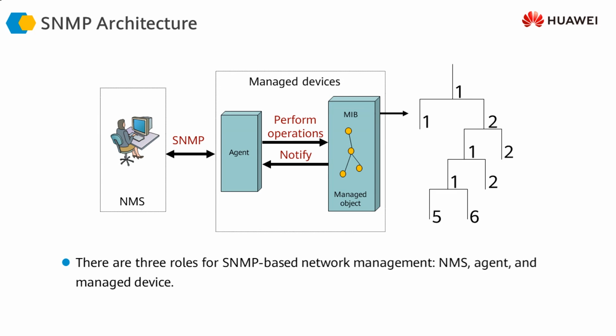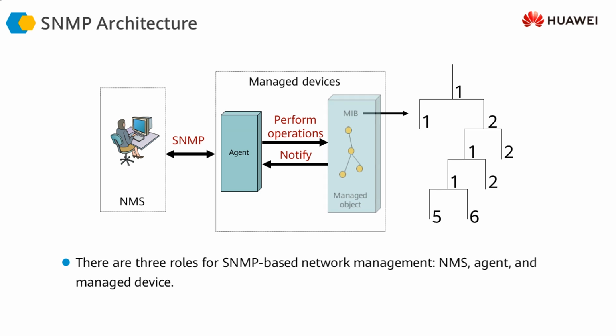This is explaining the same concept in a pictorial form. This is the NMS using SNMP. It is communicating with the agent, and the agent is retrieving information from the management information base. This is our device, and the agent is retrieving information from the MIB and then passing on that information to the NMS.